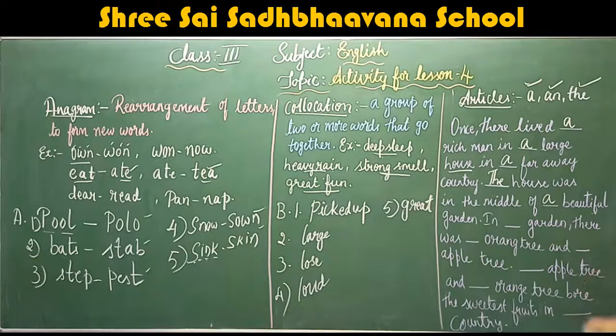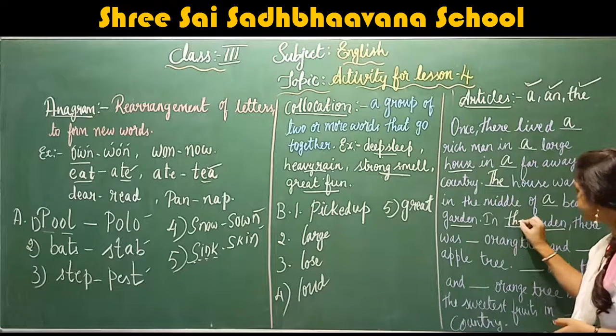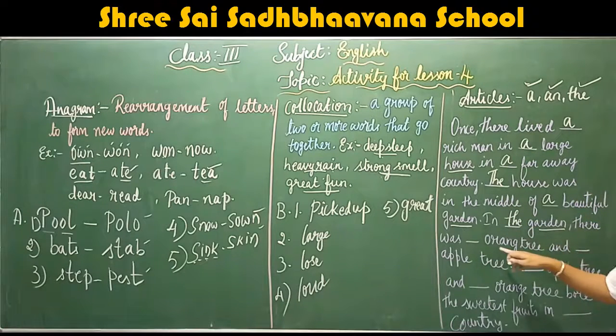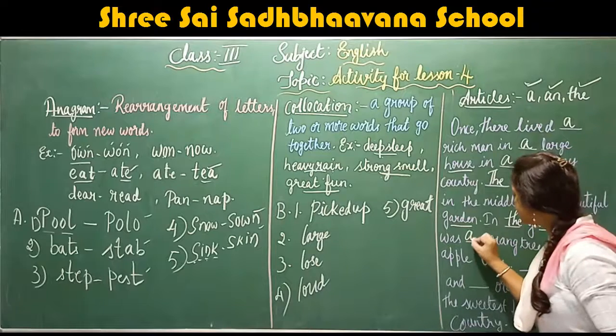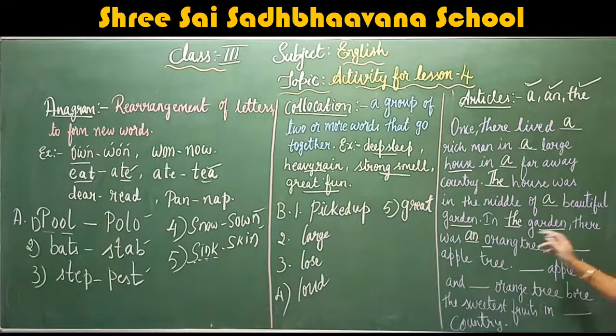In dash garden. Here garden is coming twice. So which article do we have to use? The. In the garden there was dash orange tree. Now here the word orange begins with the vowel sound O. So what do we have to use? We have to use an. There was an orange tree and dash apple tree. Here apple is also starting with the vowel sound A. So we have to use an apple tree. Okay, next, dash apple tree and dash orange tree.